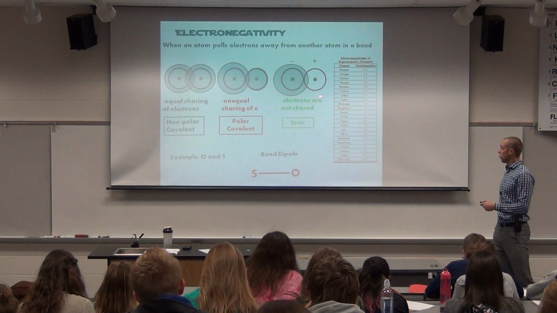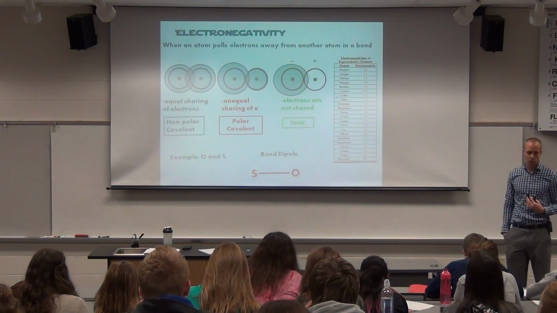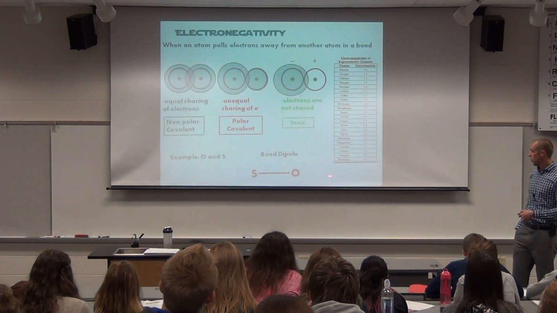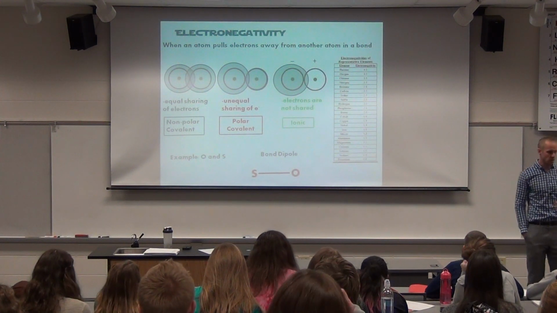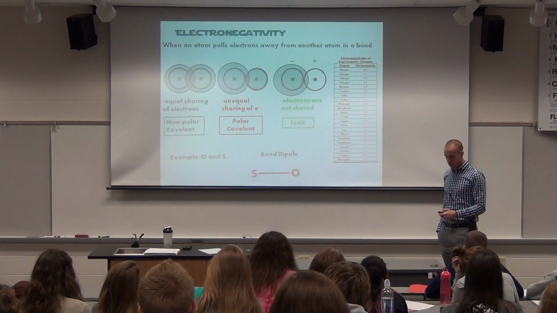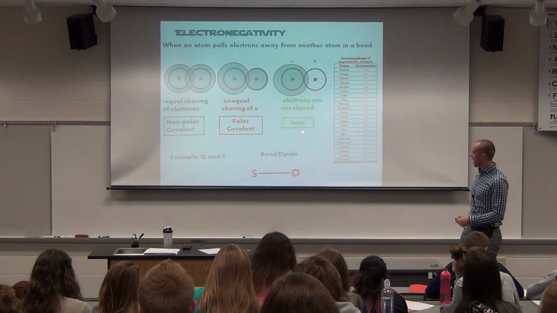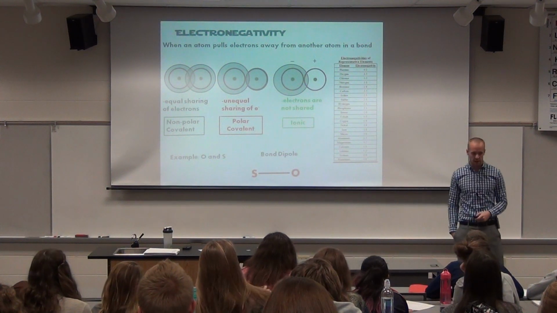So if you notice, fluorine is at the top. So fluorine is going to be the most likely element to steal electrons from other things. And if you look at the bottom, potassium is going to be the least likely to steal electrons from other things. What we do is we take the difference between two atoms, and that's going to tell us whether it's an ionic, a polar, or a nonpolar covalent bond.